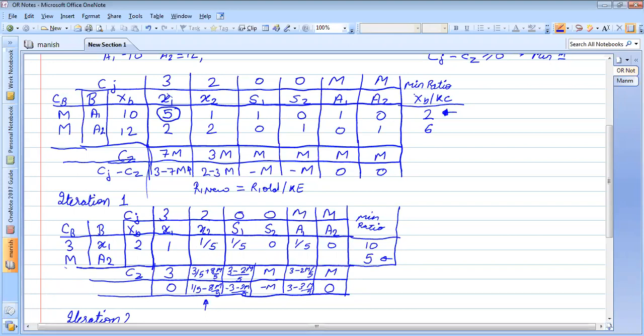For row 2, what I am very sure is that for the key column, I want to make this element 0. So I have to make this 0. If I have to make this 0, this is currently equal to 2. So what I do is write an equation: R2 new, that is the new value for R2, is equal to R2 old, that is the old value of R2.